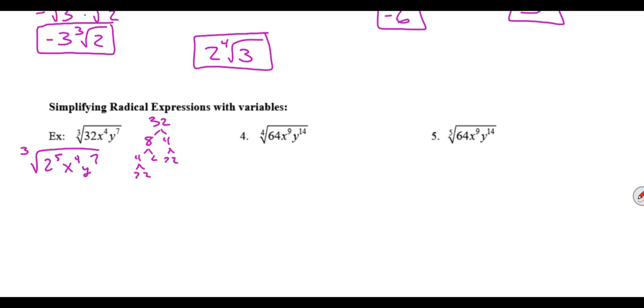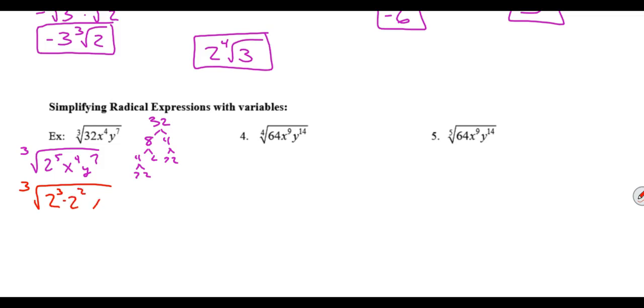Now, I'm going to further stretch this apart because I want to be able to cancel out that third root. So if I'm thinking about this, I'm going to break 2 to the 5th into 2 to the 3rd times 2 squared.